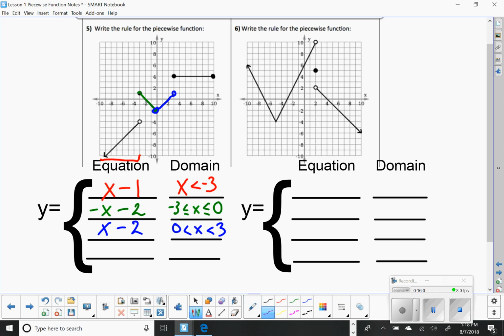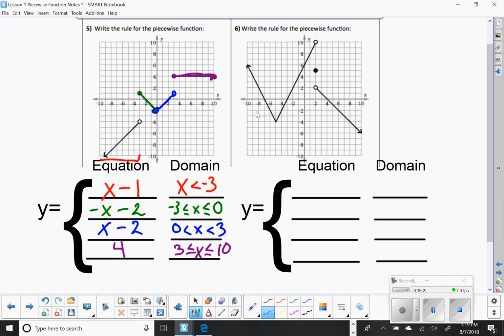Finally, we have our fourth piece, which goes from here, whoops, out to here. It's constant. It goes from 3 to 10, and I've got solid points, so I'm going to use less than or equal to, and it's just 4. I've written the equation for my piecewise.